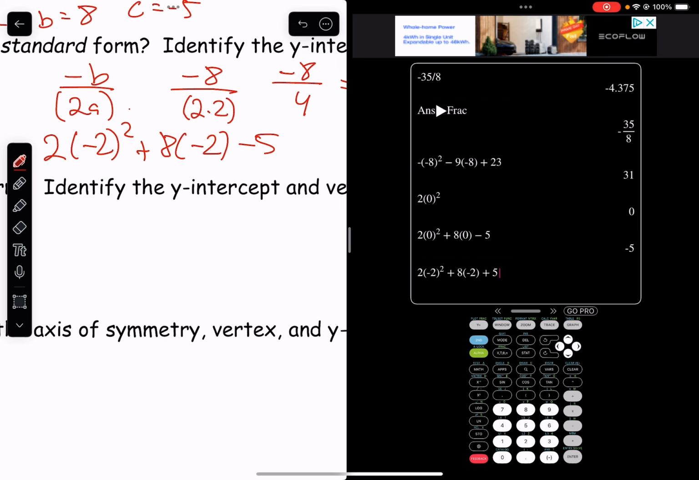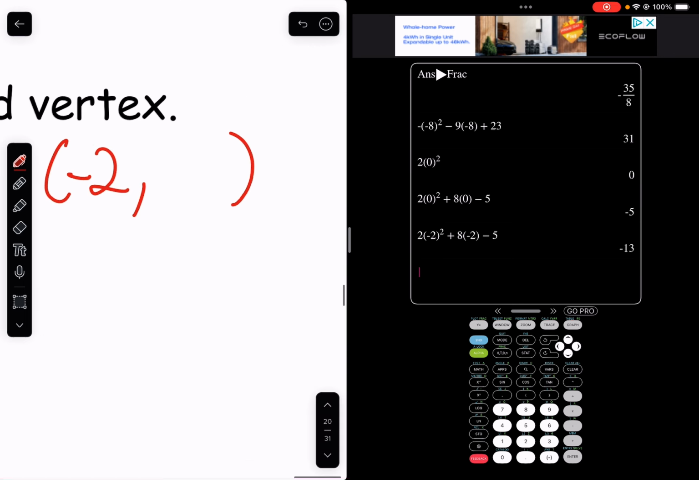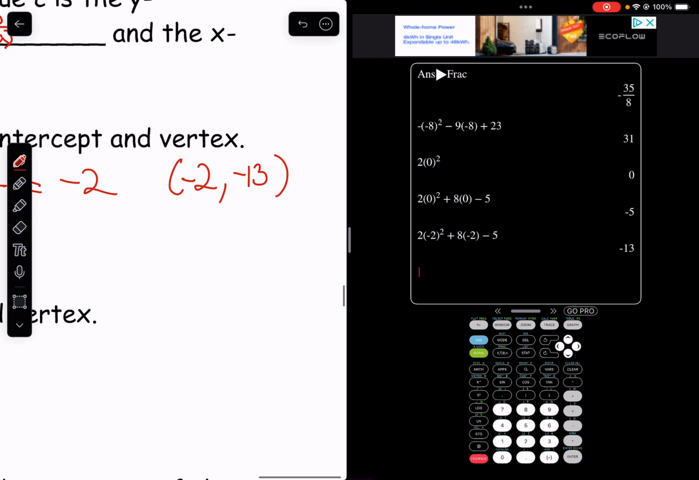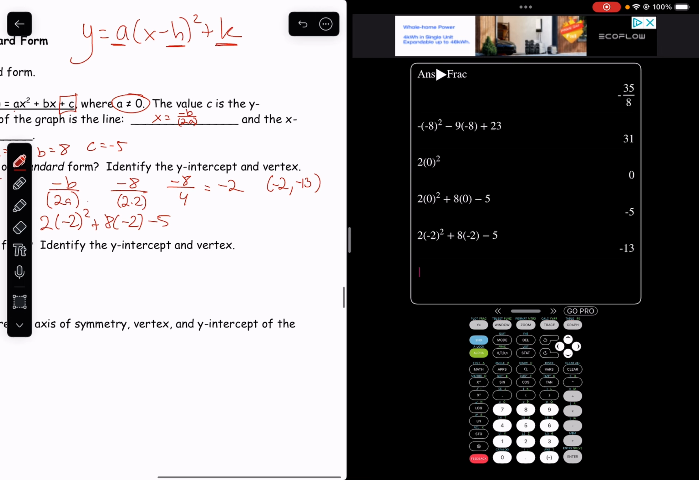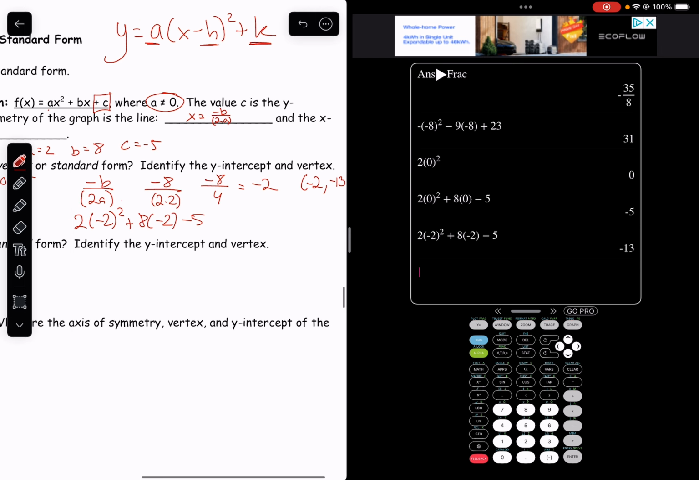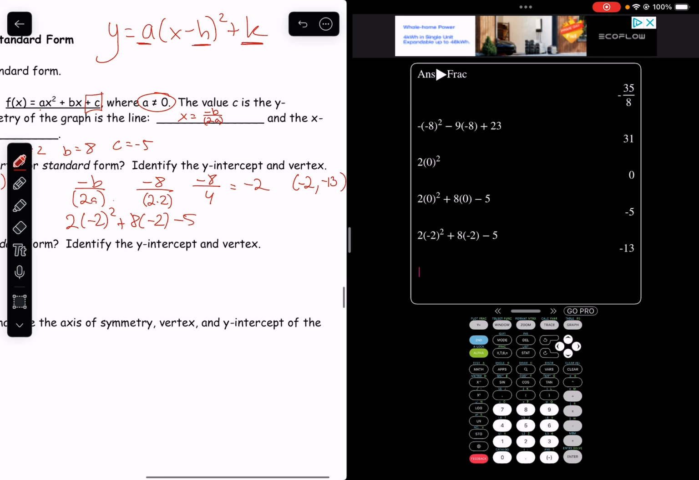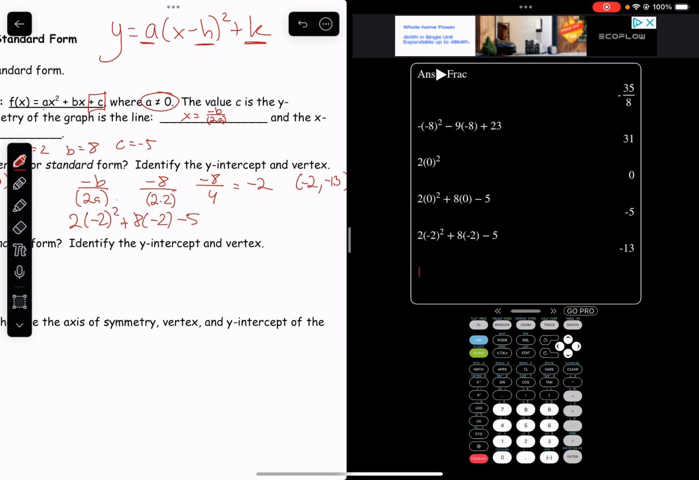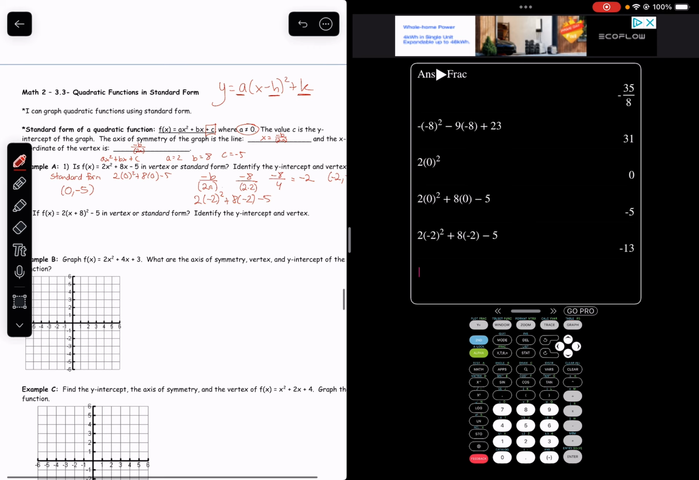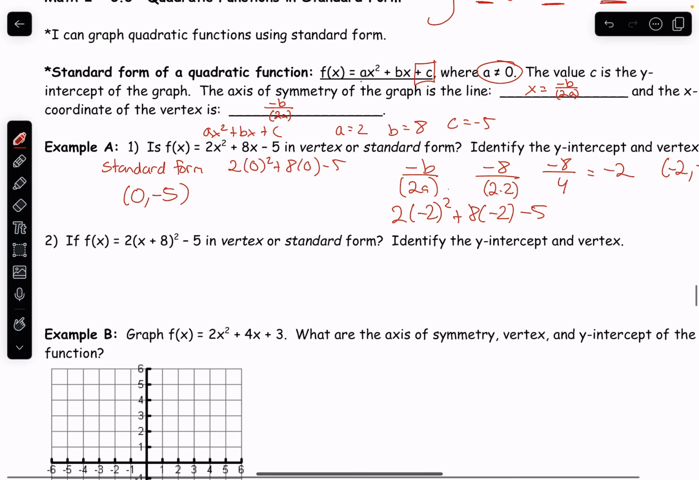All right, so I go ahead and plug in what I just wrote there, and I get a negative 13. So that is my vertex, or I should say the y value of my vertex. Again, when you are in standard form, you get the vertex from doing negative b over 2a. Then that gives you your x value. Plug that in to get your y value. All right, so these are our answers here.